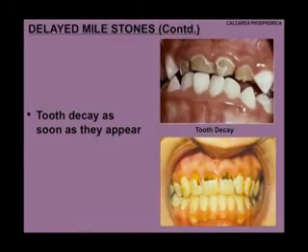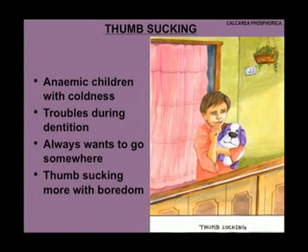You could see the tooth decay as soon as they appear, and that's important for calcarea phos. I have here the anemic children, thumb sucking. So once again, look and diagnose. Sucking the thumb, always wants to go somewhere. That's a vagabond attitude, changeable attitude of calcarea phos because it's a tubercular miasm.